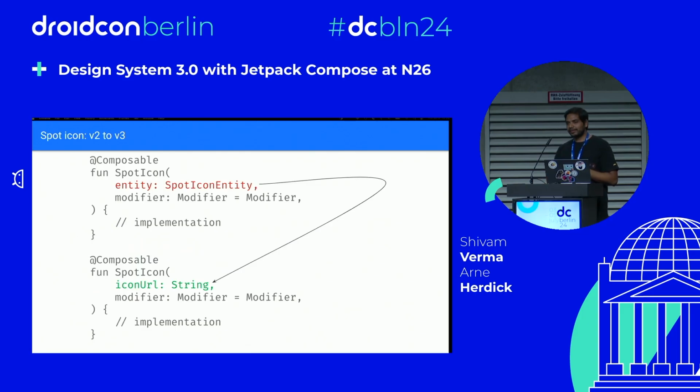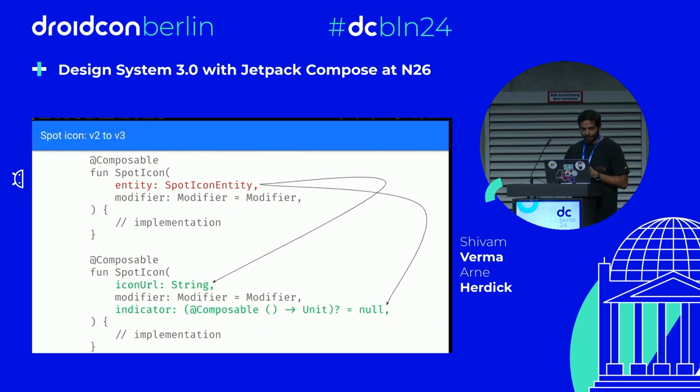So now if we look at what V2 was and how we move to a V3, or how we can think about it in this V3 approach, is that the entity is now opened up. We put an icon URL as a top-level parameter. And then we expose a slot for this indicator, which the consumers can then simply provide an indicator with.